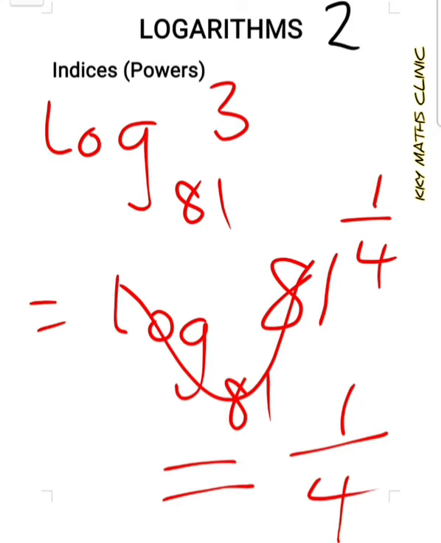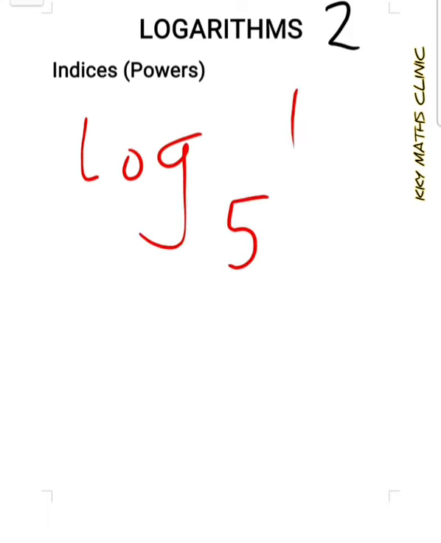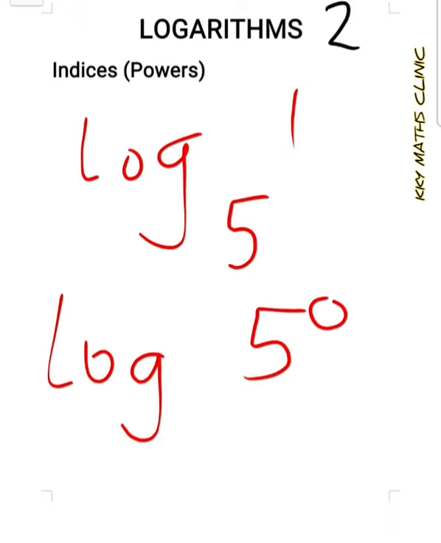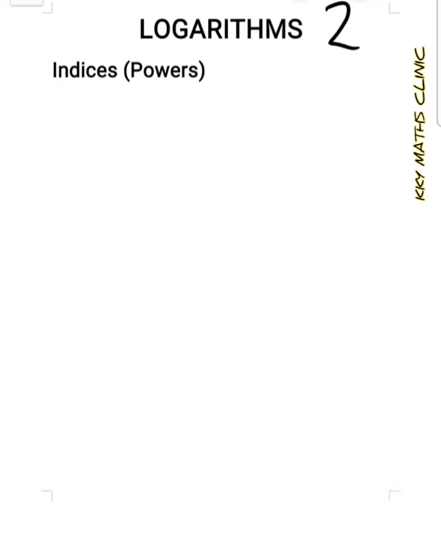Let's take two more examples. Log 1 base 5. So we have this as log 5 raised to the power of 0 base 5. Any number raised to the power of 0 is 1. Don't forget that. So base and argument are the same. My answer is 0. Last example, follow me.